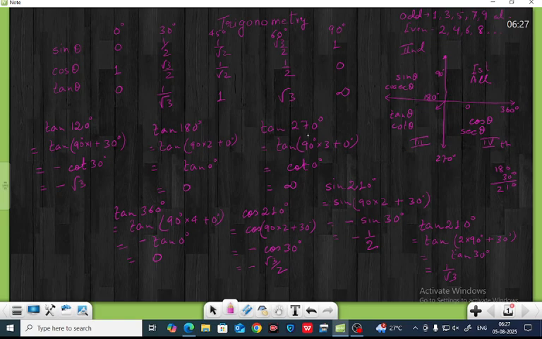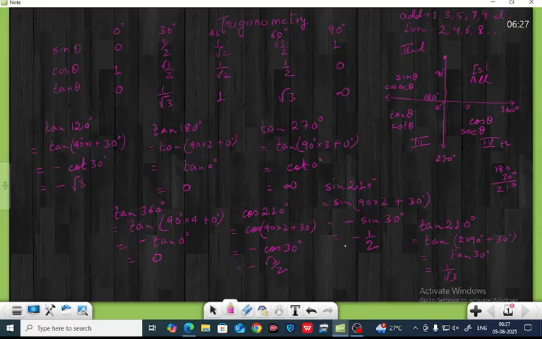That is, if 90 degrees is multiplied with an odd number, there will be a change of tan to cot, sine to cos. And if it is an even number, it will be the same. In this way, you can find any value of sine theta, cos theta, tan theta.